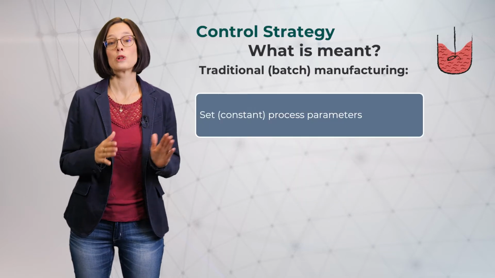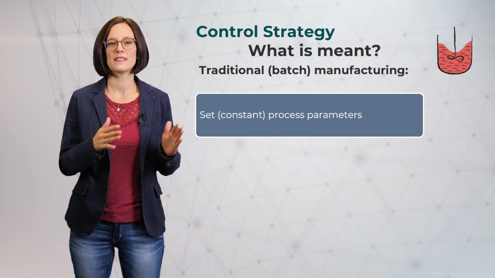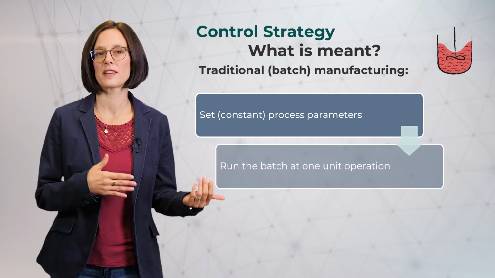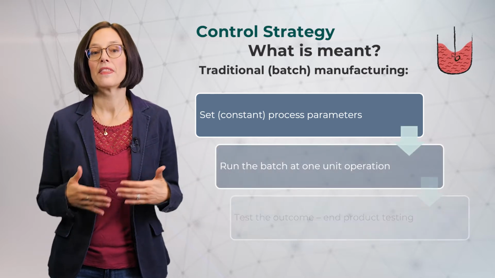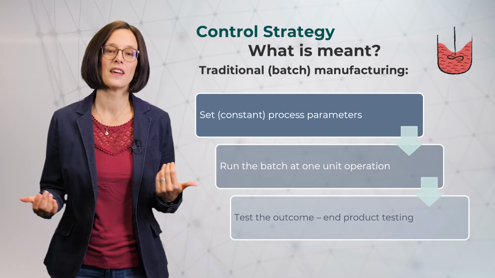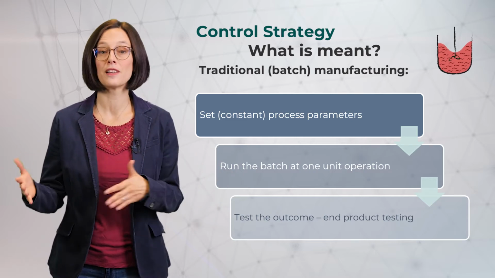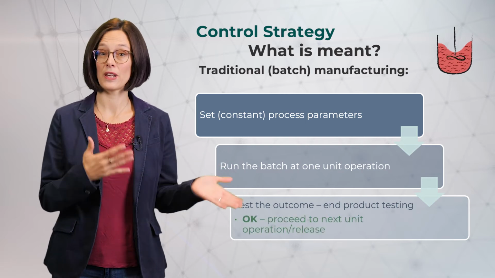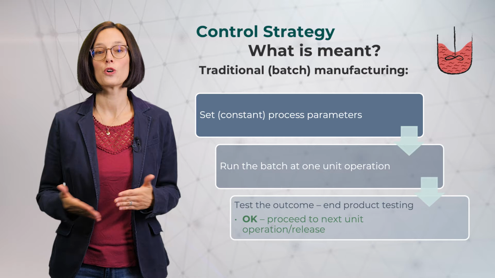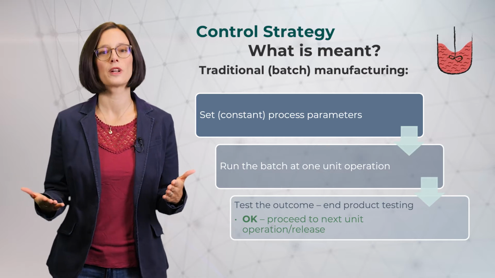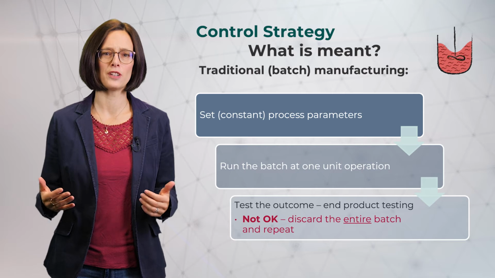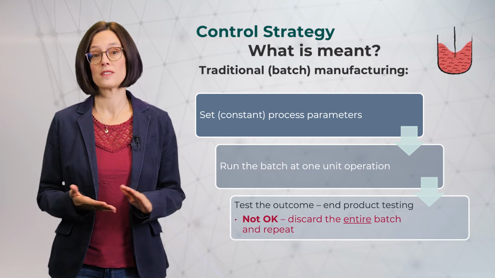The sequence would look like this. First, set a process parameter. Then run the batch in one unit operation, for example blending or tableting. Then a sample of the intermediate or final product is taken and analyzed in the laboratory while the material is in storage. If the test is okay, the entire batch is transferred to the next unit operation or released for sale in case of a final product test. If the test is not okay, the entire batch is discarded or sometimes reprocessed.